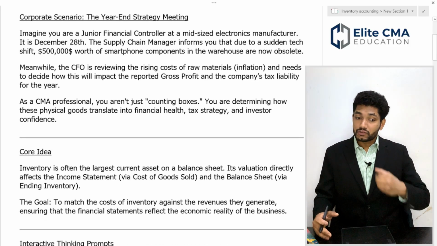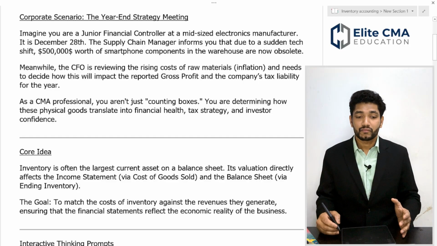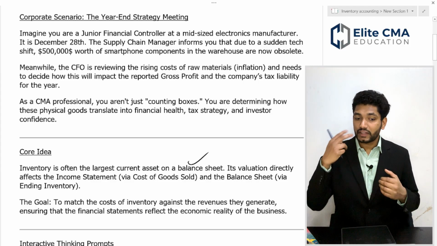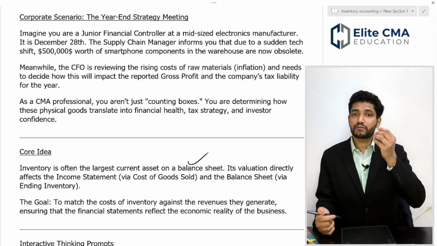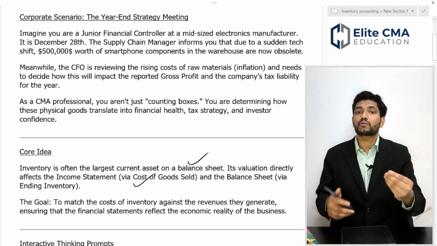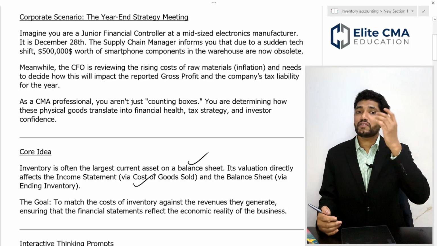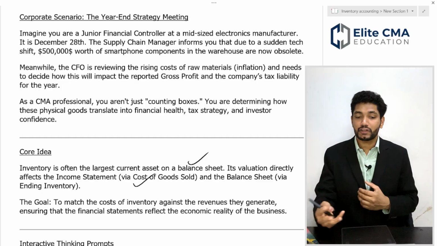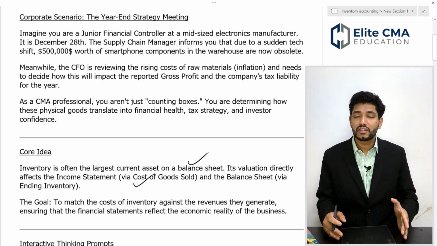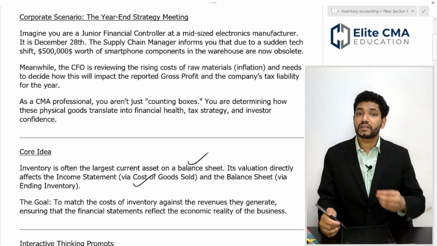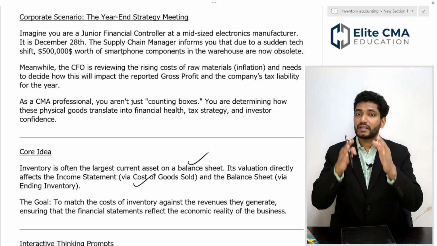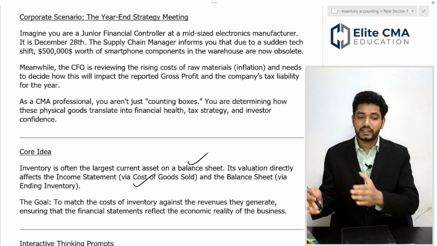Before going into details, let's start with what inventory is. Inventory is the largest current asset in the balance sheet. Its valuation directly affects the income statement and the balance sheet. How does it affect the income statement? Via cost of goods sold. The key component of your cost of goods sold is your inventory cost, so how you value inventory directly affects the cost of goods sold. And in the balance sheet, your ending inventory value will be reported. So how you value your inventory directly affects the income statement and balance sheet as well.